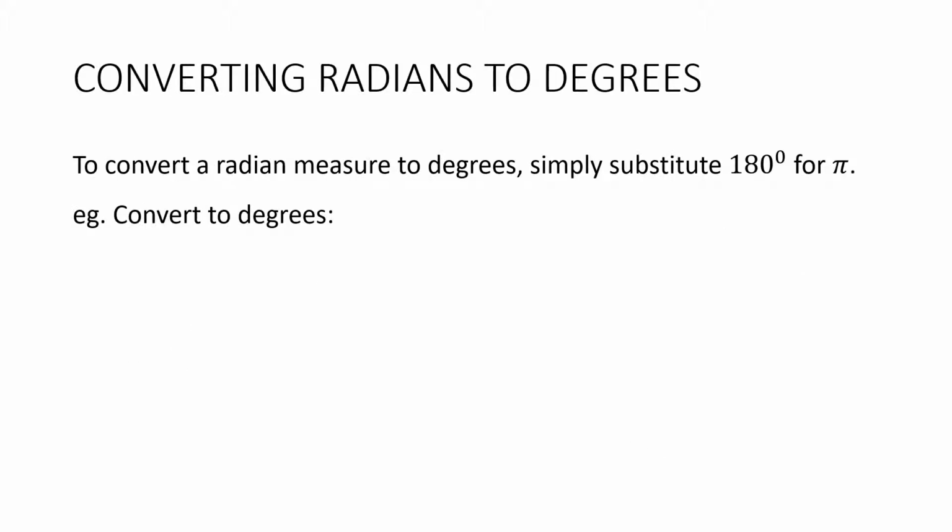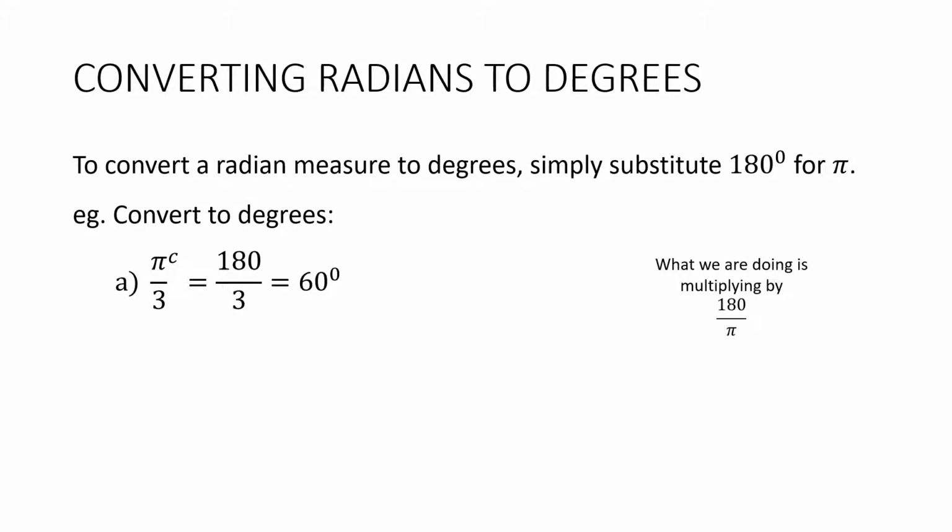If we want to convert a radian measure to degrees, we simply substitute 180 degrees for pi. So here's our first example, pi on 3 radians. So instead of the pi, I'm going to put the 180 in. So that's 180 divided by 3, which is 60 degrees. Now what we're really doing here is multiplying by 180 on pi. So imagine taking this and multiplying it by 180 on pi. The pi's cancel out. It is useful to remember this. I'll show you an example shortly. But if you're given a radian expression with pi in it, this is the simplest way to do it.